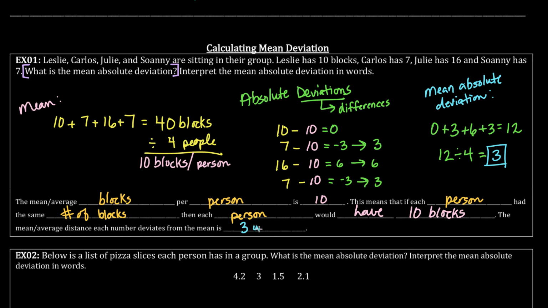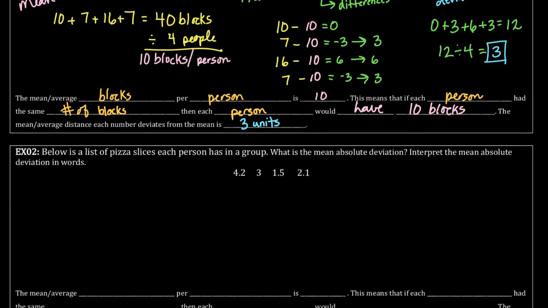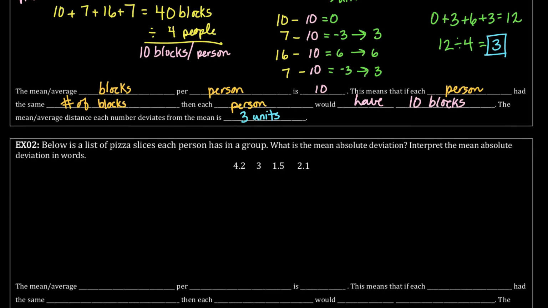So they differ by an average of 3 units. Okay, let's do this. So let's calculate our mean first. Below is the list of number of pizza slices. So we know we're looking at pizza slices, right? Per person. So let's do it.